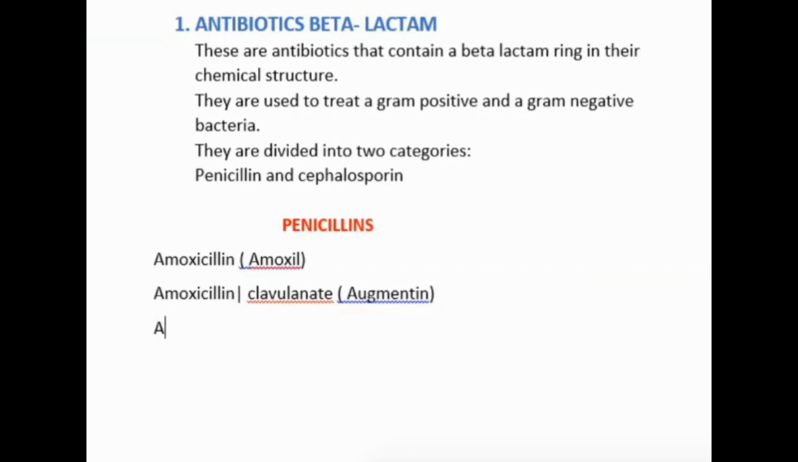We have ampicillin. So ampicillin is also an antibiotic beta-lactam under the group of penicillins. We also have cloxacillin. So cloxacillin is also an antibiotic beta-lactam, which falls under the group of penicillins. Okay, let us see the other one.